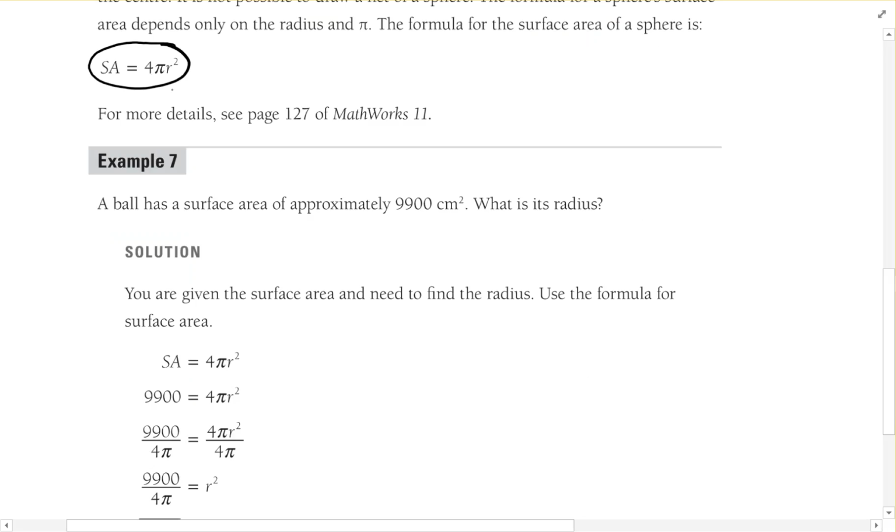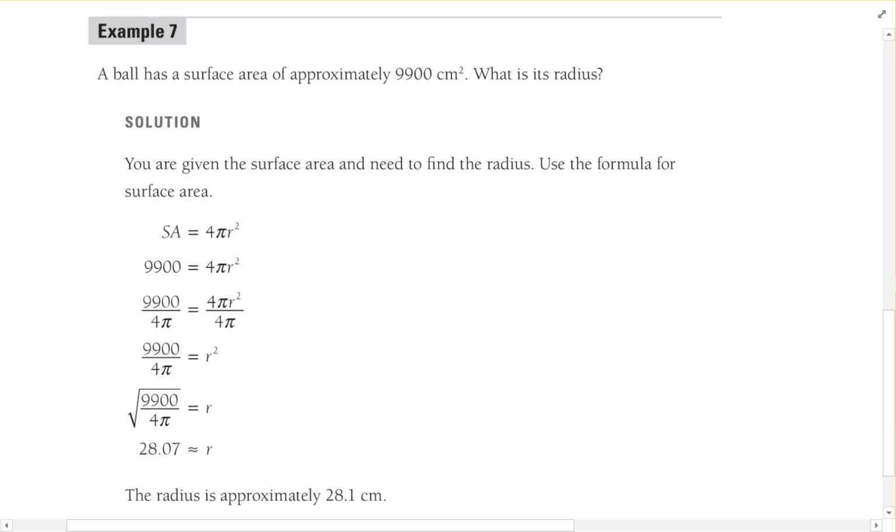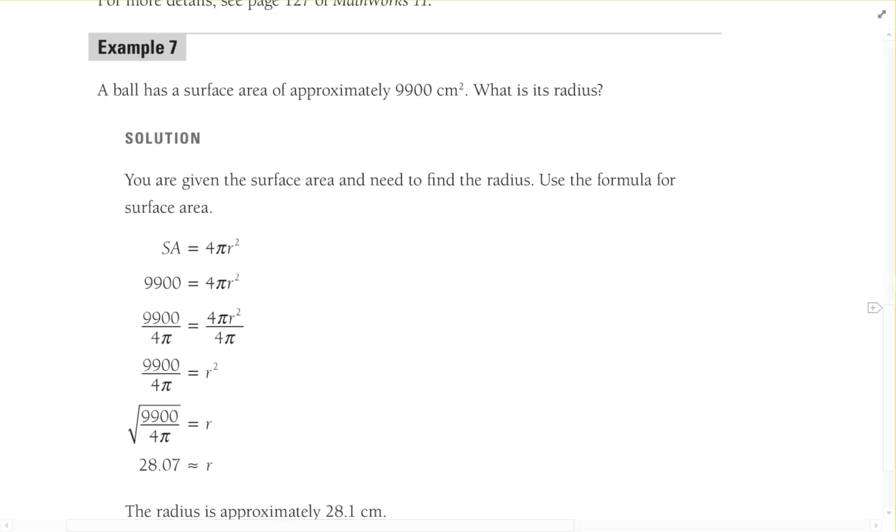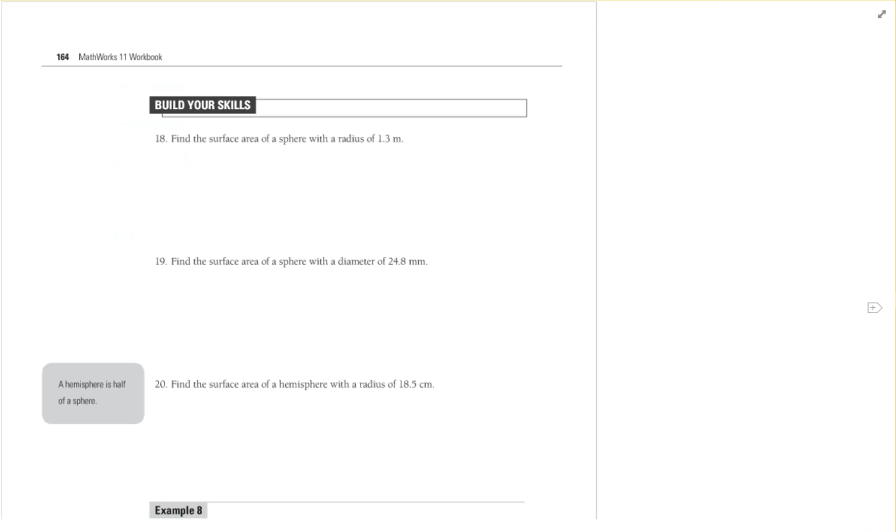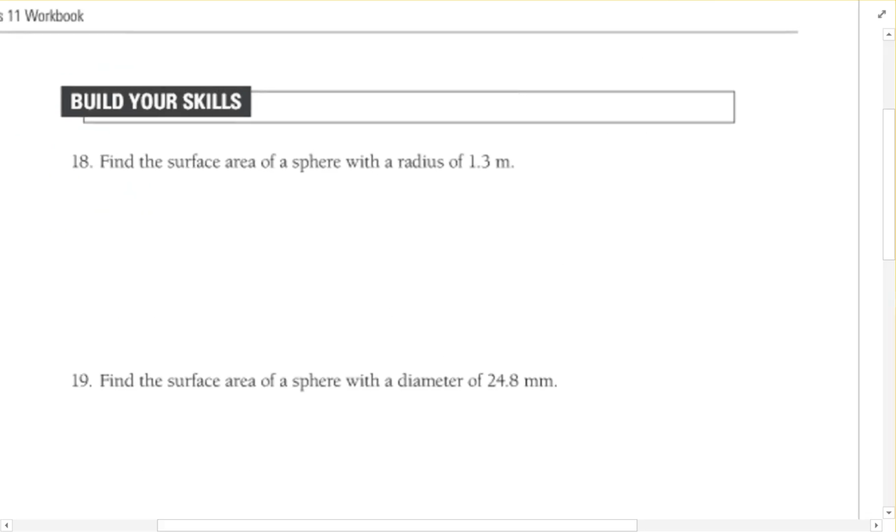Surface area is equal to 4 times pi times r squared. So you can look through this question if you want to. I'm going to jump into the next ones. So find the surface area of a sphere with a radius of 1.3 meters.